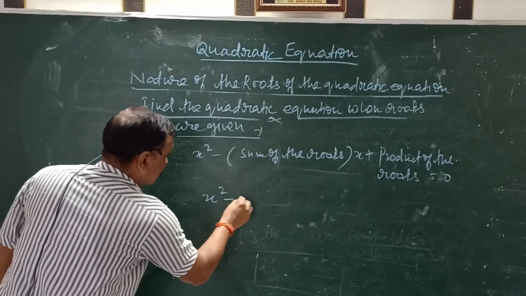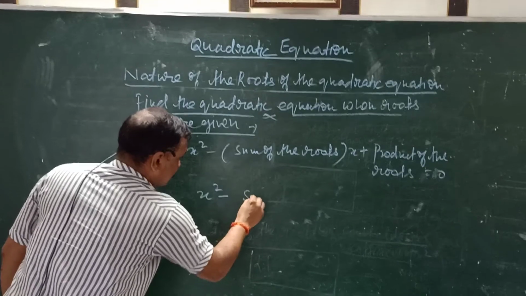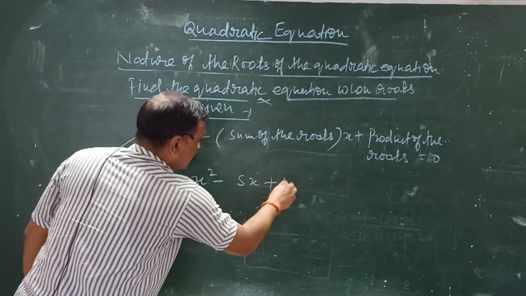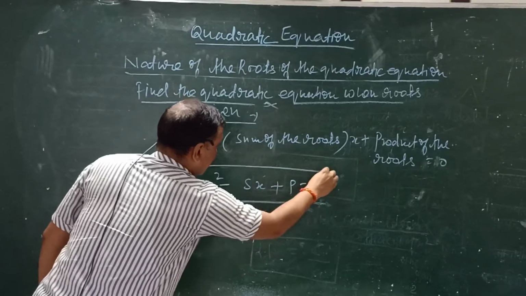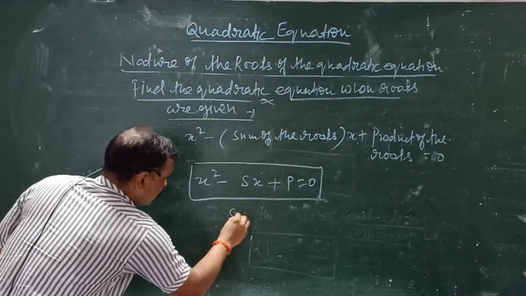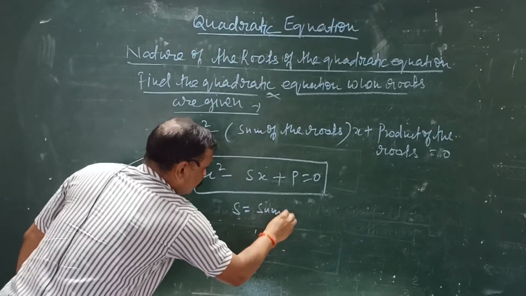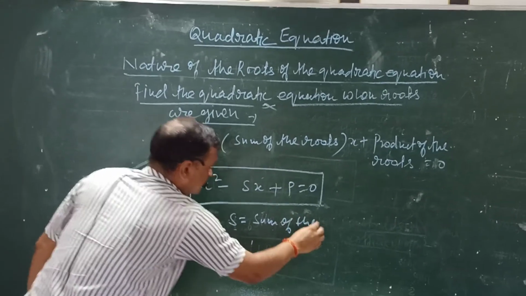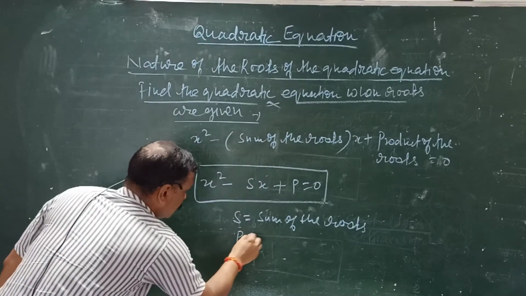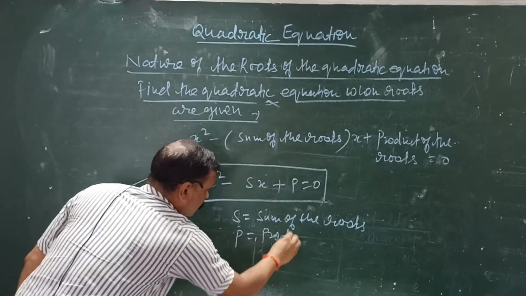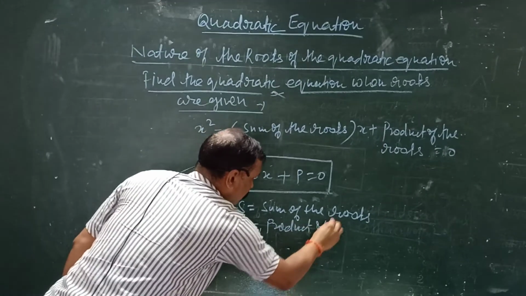Now x square minus s x plus p is equal to 0. It is the formula for finding the quadratic equation, where s is equal to the sum of the roots and p is equal to the product of the roots.